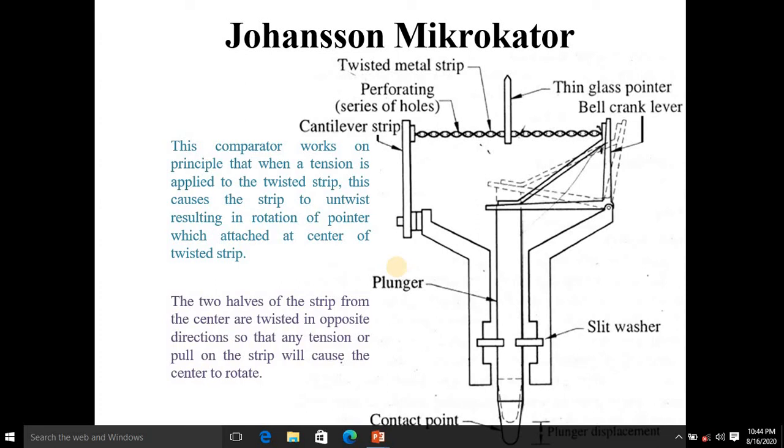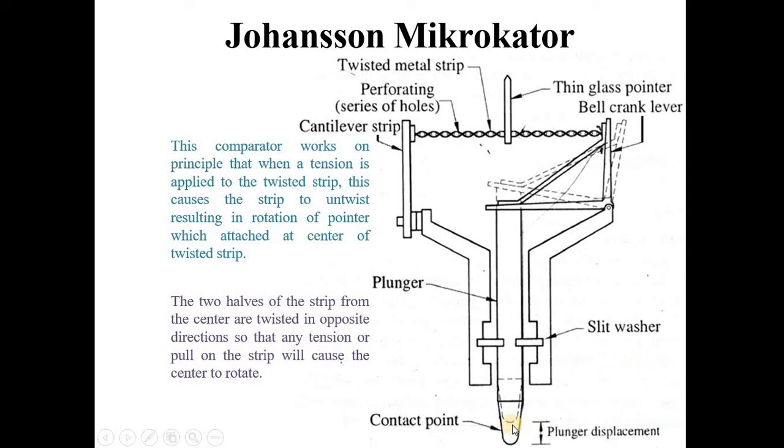This is another mechanical comparator, what we call the Johnson Microgator. This particular comparator was invented by Johnson, so from its name it is called the Johnson Microgator. You can see this is the contacting point, what we call a plunger. Look at this, this is the plunger movement from this point to this point.